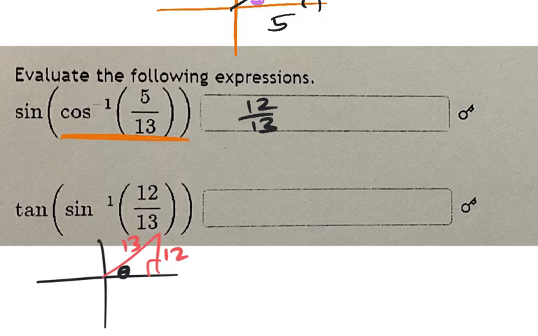So now can I find tangent of that same angle? Well, I can't. I just need to know the missing side. Well, this is a 5, 12, 13 Pythagorean triple. Because I'm in the first quadrant, it's positive. Tangent is the opposite over the adjacent.